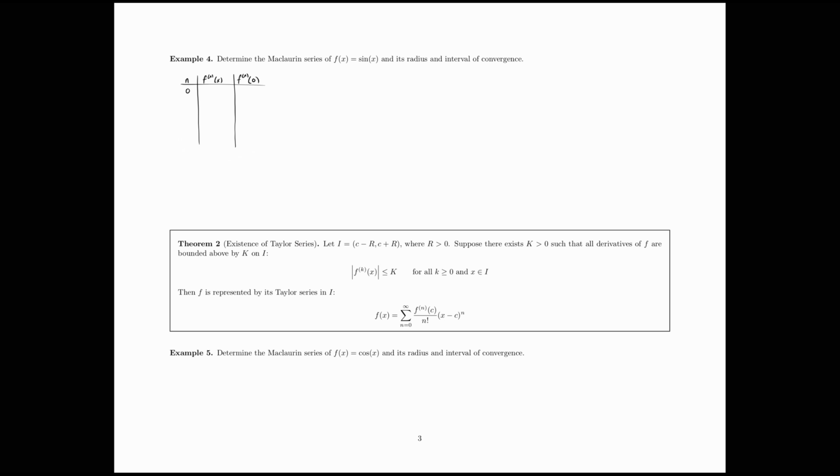So our original function, the 0th derivative, is sine of x. And sine of 0 is, well, 0. N equals 1, the first derivative of sine is cosine. Cosine of 0 is 1. N equals 2, the derivative of cosine is negative sine, and evaluated at 0 is again 0. N equals 3, the derivative of negative sine is negative cosine, evaluated at 0 is negative 1.